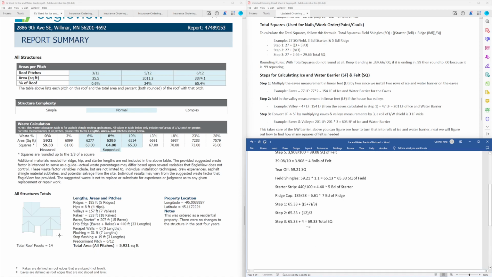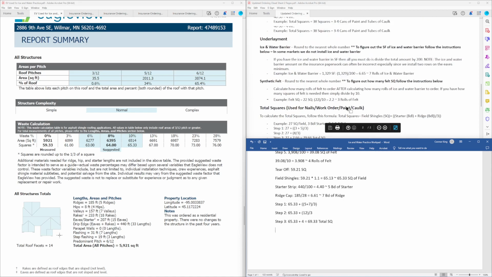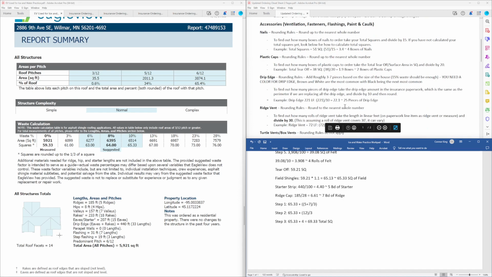The reason I like to do that next is because then with the tear off and the total squares, I can start working on some of the accessories. First off, I'll do the nails, because that's the one factor that has to do with total squares, and it's kind of a specific number. To find out how many boxes of nails to order, we're going to take our total squares and divide by 15. So we're taking our 69.33 and dividing by 15. We're going to get 4.622, and with our rounding rules we're going to round up, so we're going to get 5 boxes of nails.